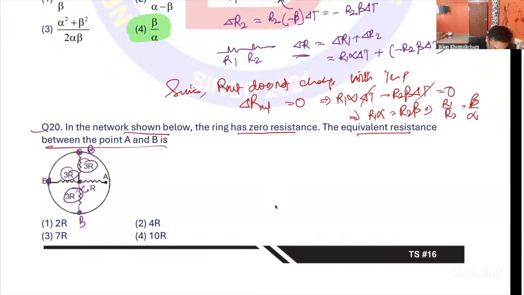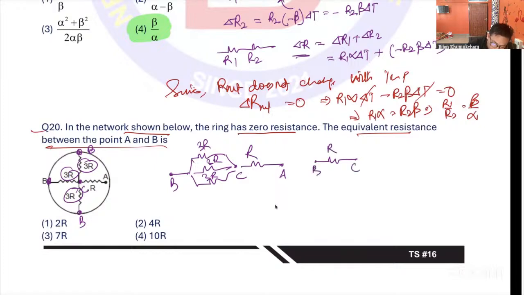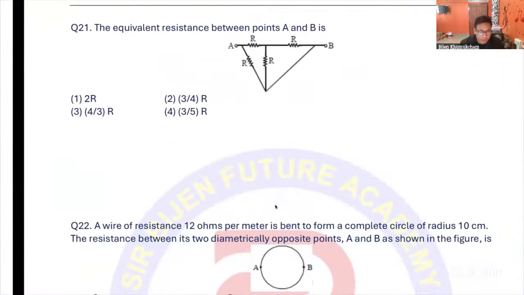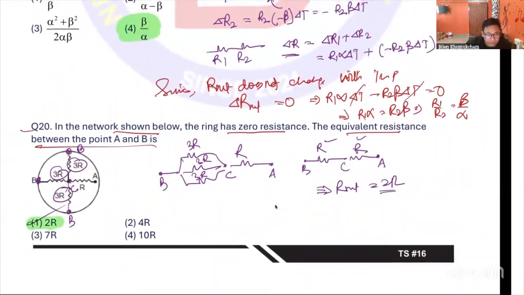So let's redraw the circuit. It is B, it is C, and there is a resistor between C and A, right? So we have 3R, 3R, 3R, three resistors in parallel, between B and C. Their net will be 3R by 3, which is R. And this is R. Now these two resistors are in series, so your R net will definitely be 2R.